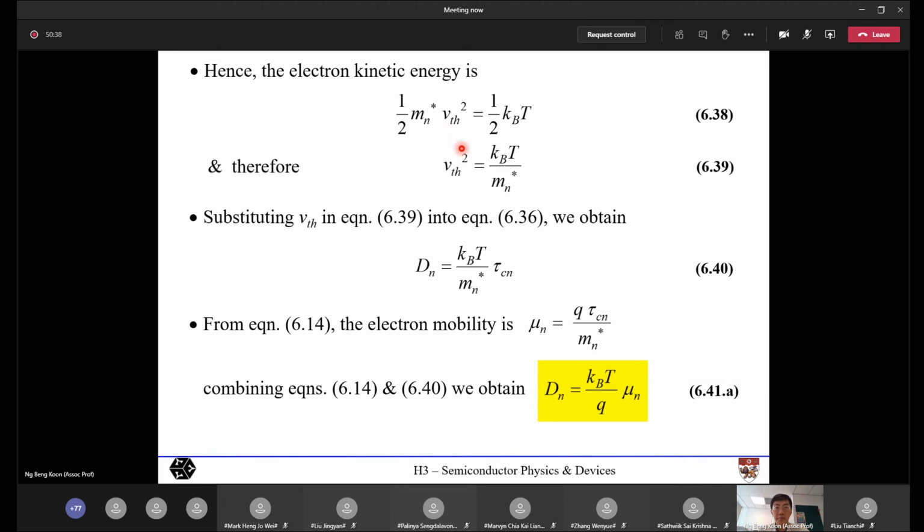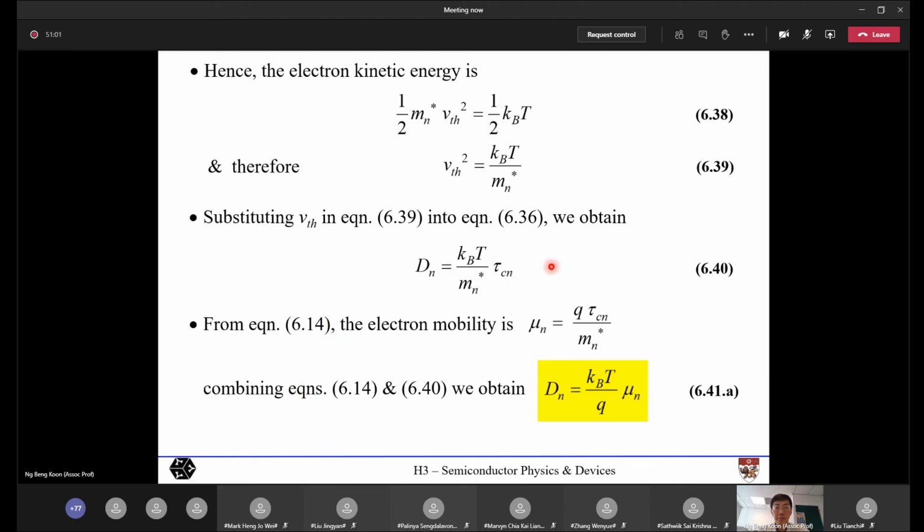So this allows you to find out what is the terminal velocity VTH, which you can then put into the previous expression of the electron diffusion coefficient, and you find that it reduces to kBT over effective mass multiplied by average time between collision.